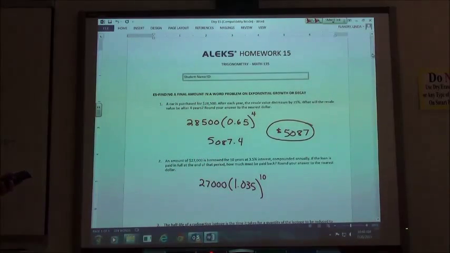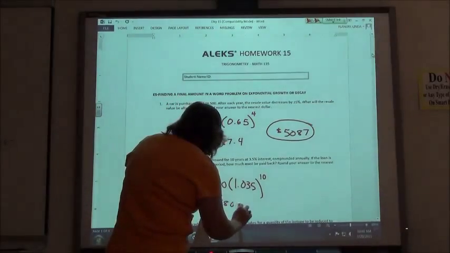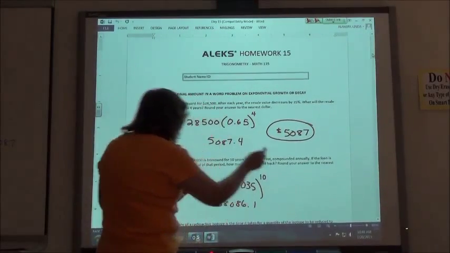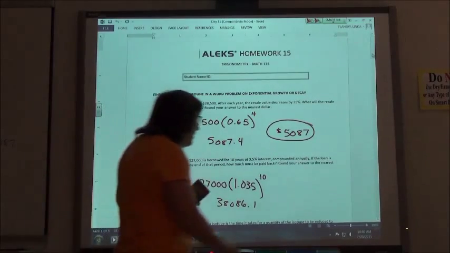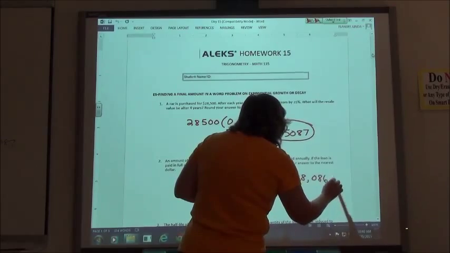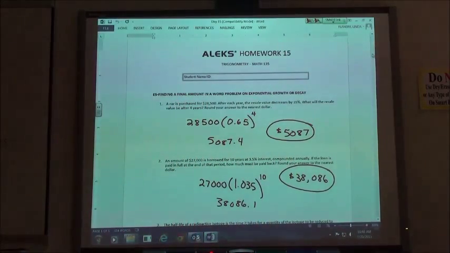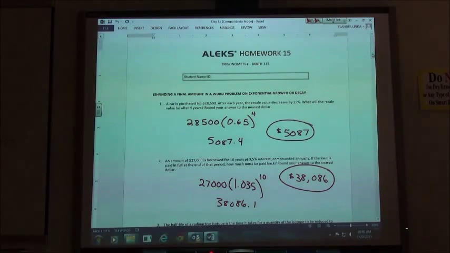So 27,000, 1.035 to the 10th power. I got 38,086.1. We're rounding to the nearest dollar. So $38,086 is what we're going to have after 10 years. We only had 3.5% interest, so we didn't make a whole lot of interest, but a little bit.